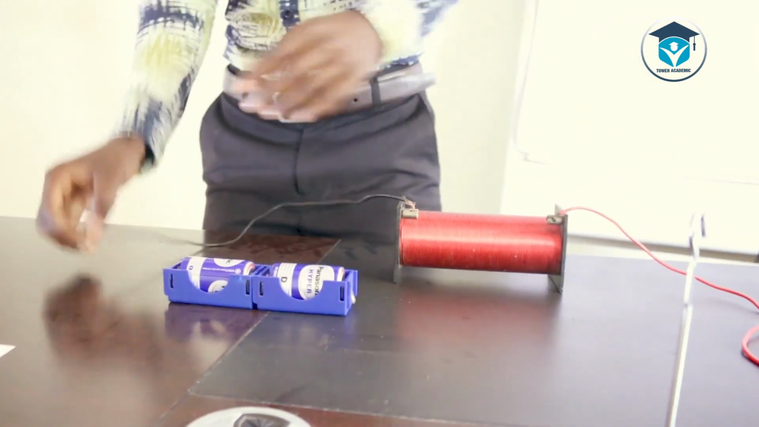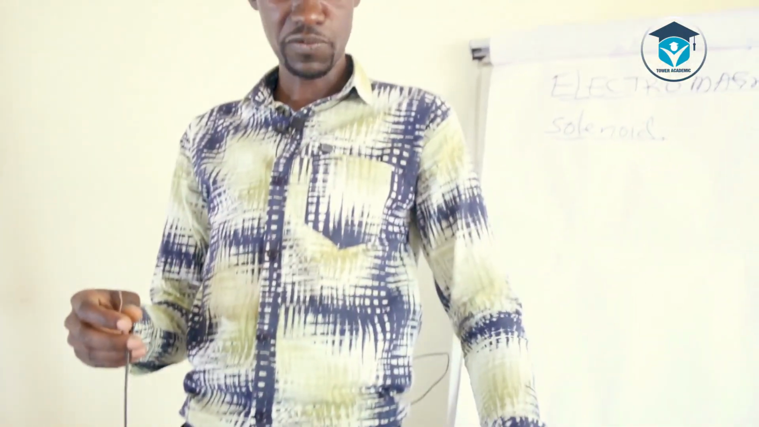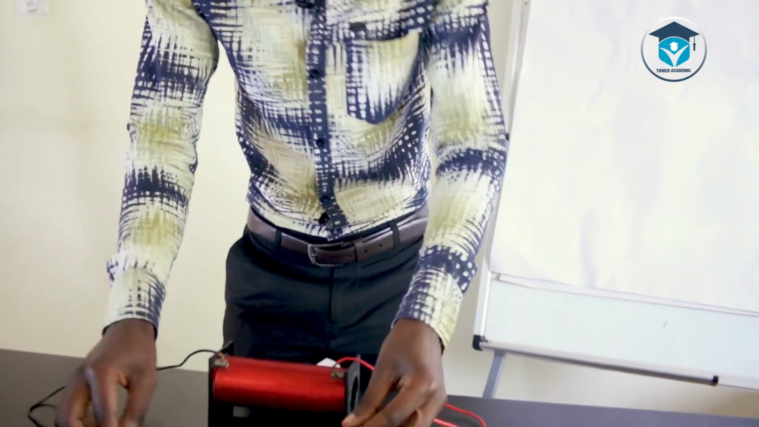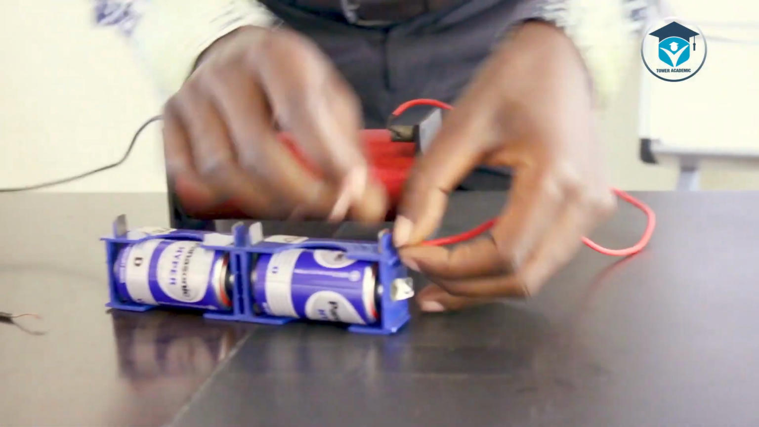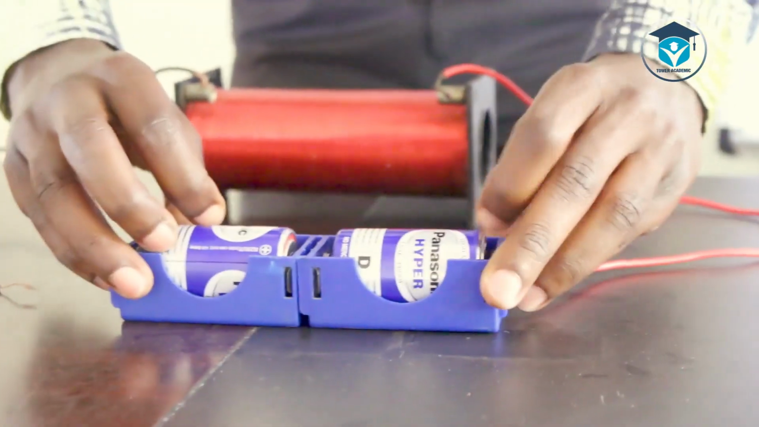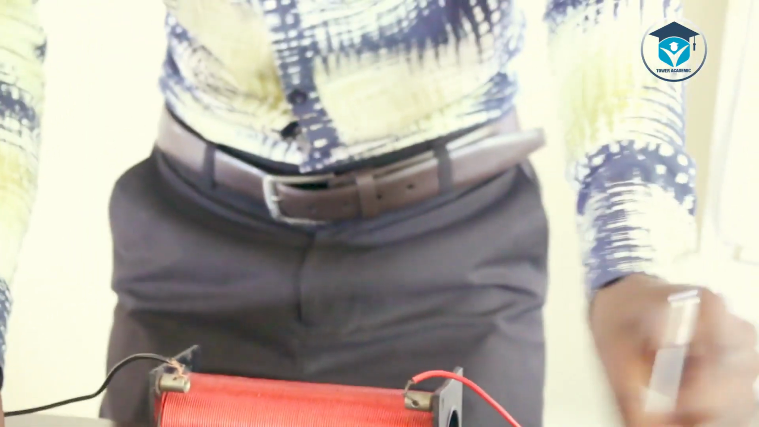So briefly, these are called cell holders, and their use is to hold the cells together. Yeah, the cells are connected. So this is the solenoid. We have one terminal and the other terminal. So if you connect the terminals of the solenoid to the source of current, let's see what will happen.